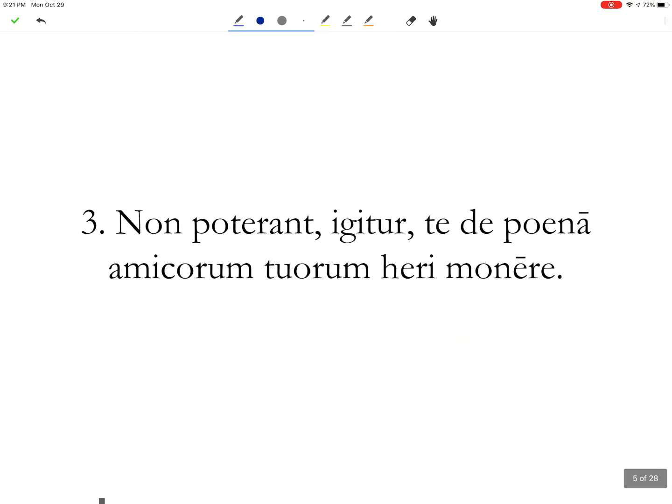Non poterant igitur te de poena amicorum tuorum heri monere. Non poterant. This is the third person plural. Imperfect, that erant is the imperfect active indicative. They were not able therefore. What do we expect after the verb to be able? The complementary infinitive. Complementary infinitive is monere, the present active infinitive. They were not able, therefore, to warn.